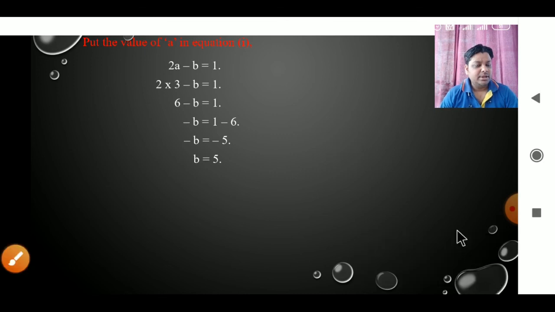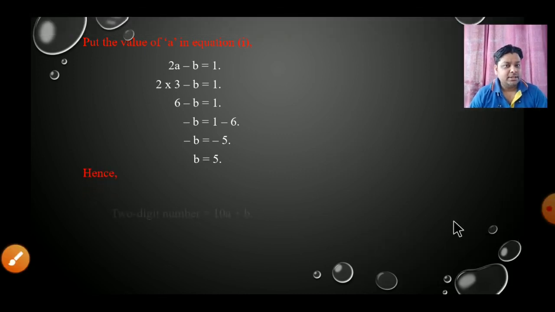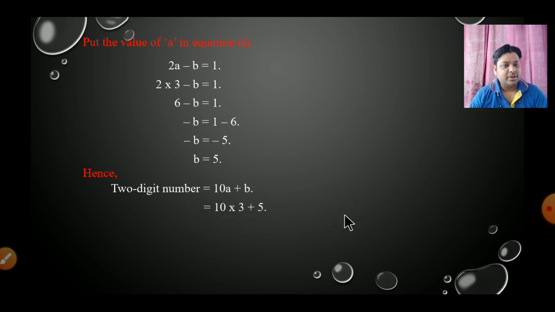Okay, now we can find the original 2-digit number. So we know the formula which we have written, 10a plus b. So 10 into 3 plus 5, it will be 35.